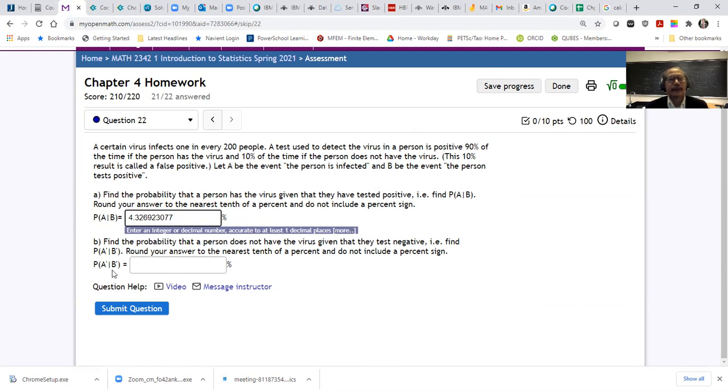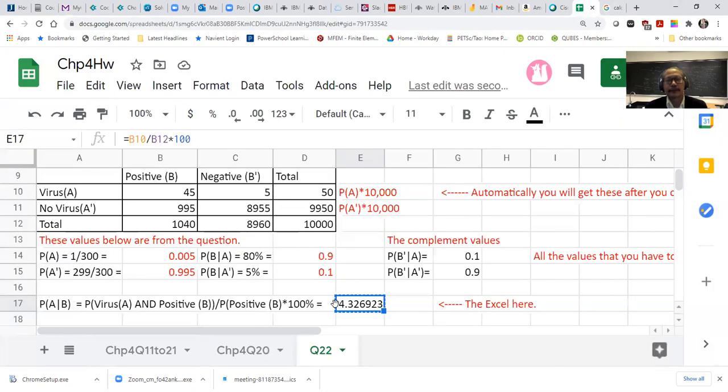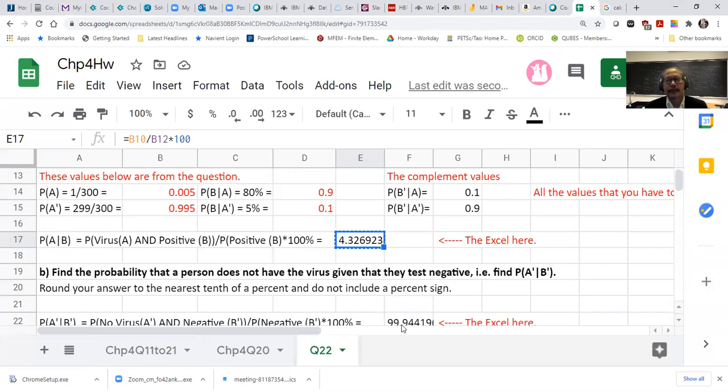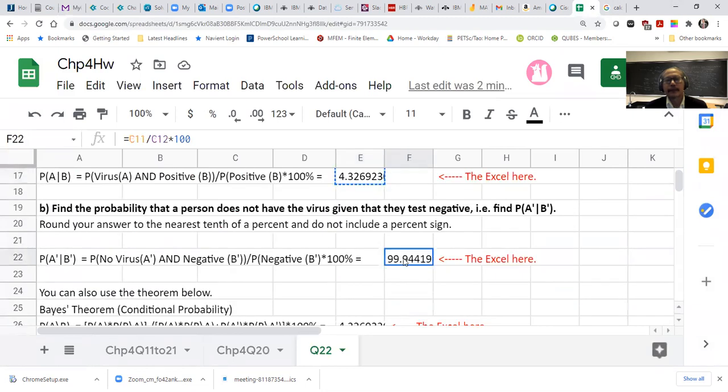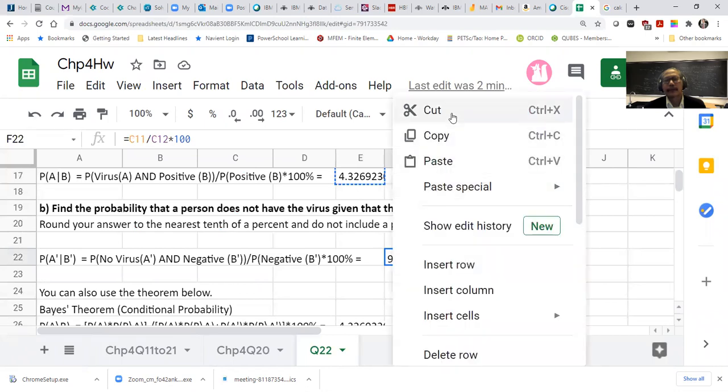So for the probability of not having the virus and testing negative, it will be the other one. It will be this one. Oops, sorry. You need to copy this and paste it there.